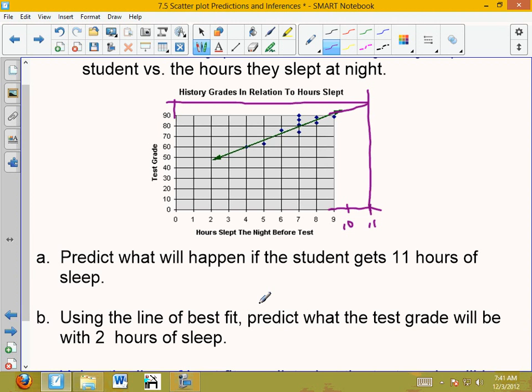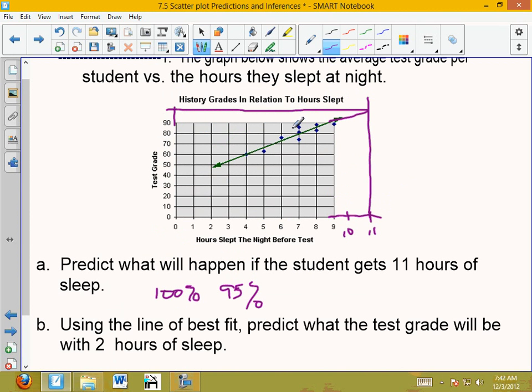You could say it's over 100, but this is history grade in relation to hours slept. Your grade can't be over 100%. I know you're saying extra credit, but we don't know about that, so we're just going to say 100%. Could you have said 95%? Yes, it's a prediction. I would accept anything between 95 and 100%. Okay?